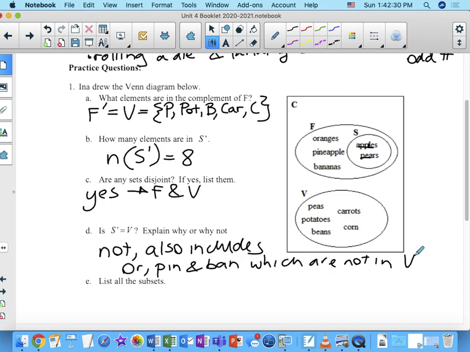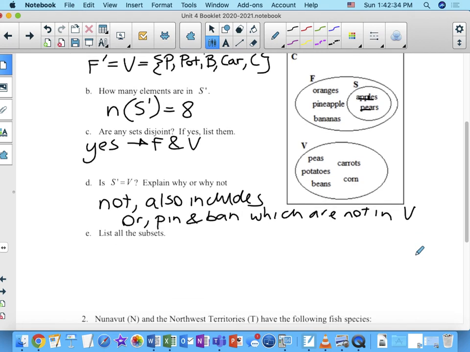And then finally, list all the subsets. Okay, well, firstly, whenever you're listing subsets, don't forget that all of the smaller bubbles are subsets of the universal set, and the universal set here is called C. So V is a subset of C. F is a subset of C. S is a subset of C. And then also S is a subset of F.